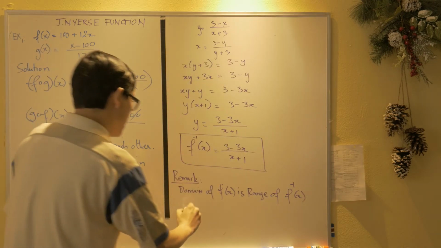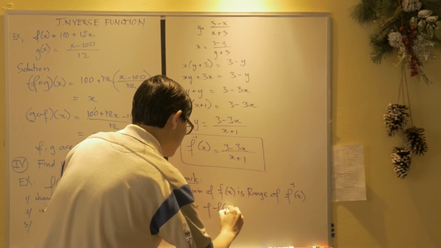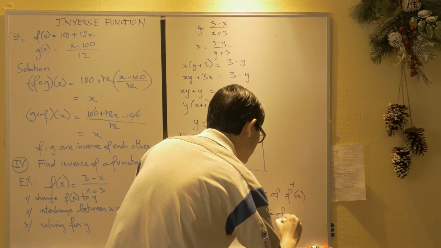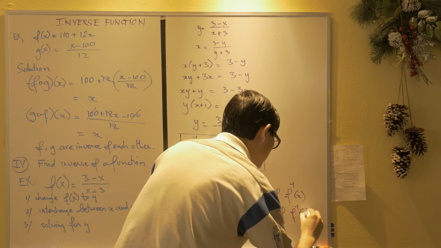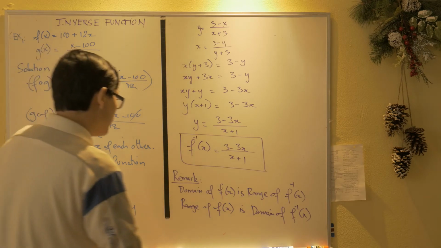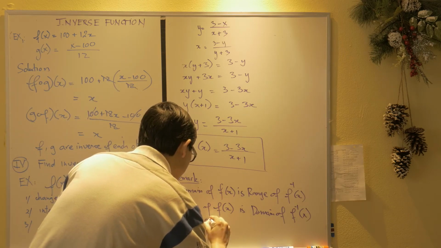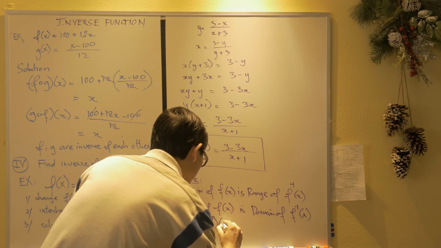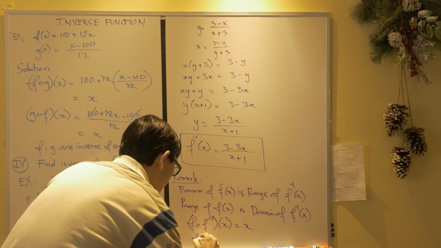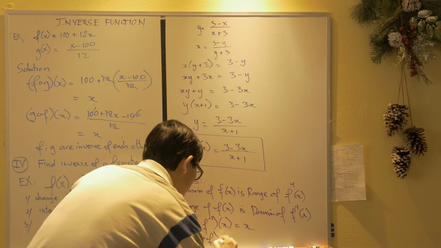And the range of f(x) is the domain of the inverse. That's why we have f composed with the inverse of x turn out to be x. And we also have the inverse of f composed with f also turn out to be x.